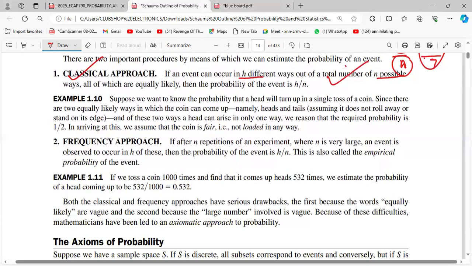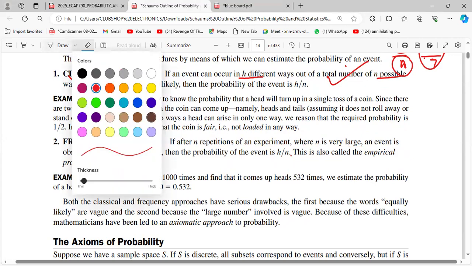Then the other one is the frequency approach. After n repetitions of an experiment, an event is observed to occur h times in these repetitions, then the probability of the event is h/n. This is called the empirical probability of an event. Now, the meaning of the frequency approach is to predict how many times an event occurs in a larger population.